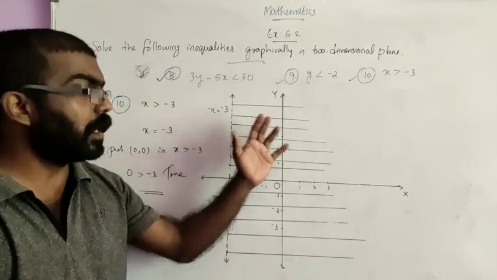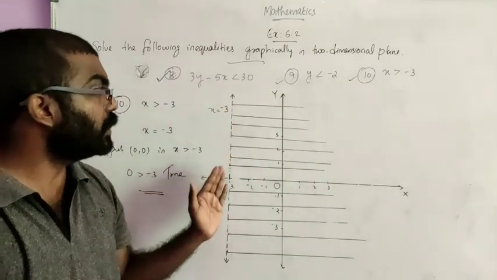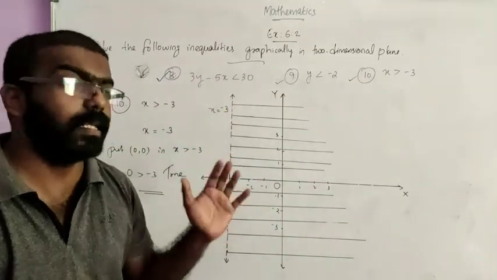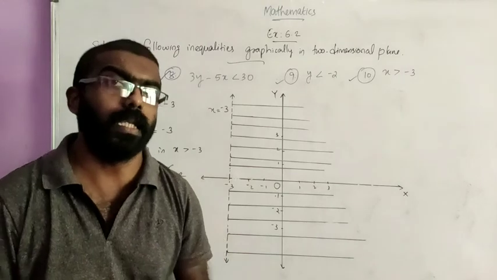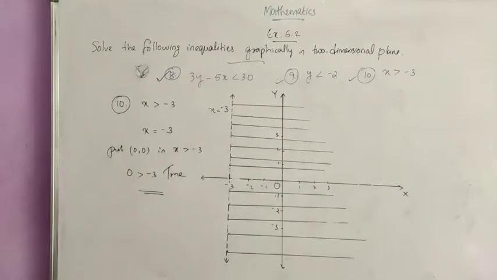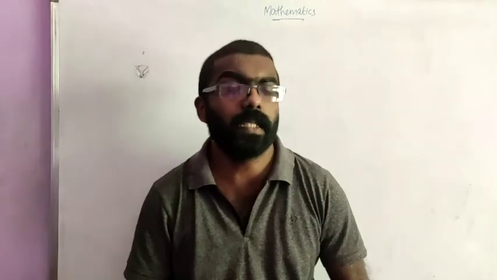So this shaded region on the right part of this line x equal to minus 3 is the solution region. Understood? So this finishes exercise 6.2.